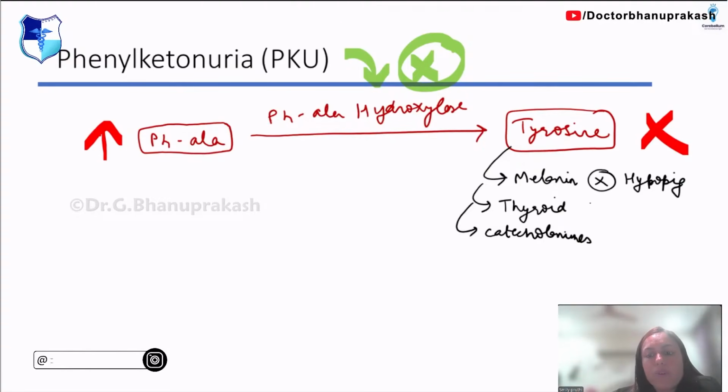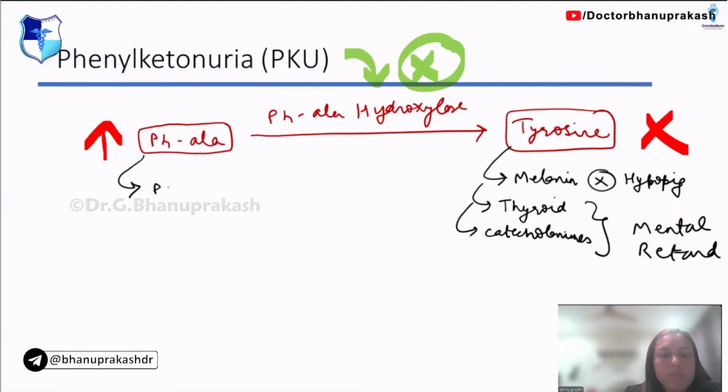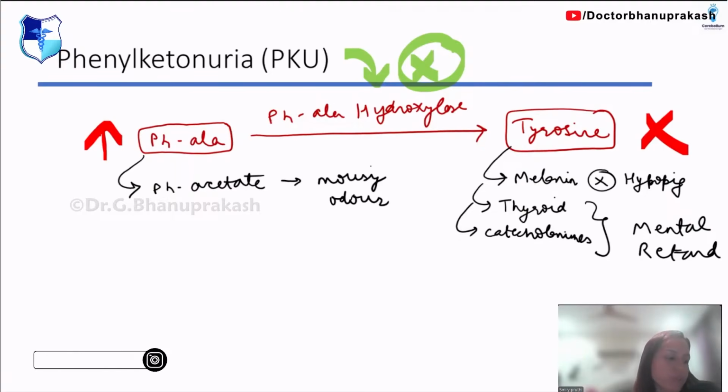When tyrosine is not there, thyroid hormones and catecholamines are not formed, then a lot of deficiency of neurotransmitters in brain occurs, leading to mental retardation. There's severe mental retardation in the patients of phenylketonuria. Okay, hypopigmentation and mental retardation. Now, phenylalanine is accumulated. Because of this, it will form phenyl acetate. It will give mousy, musty odor, very typical of phenylketonuria patients, mousy, musty odor.